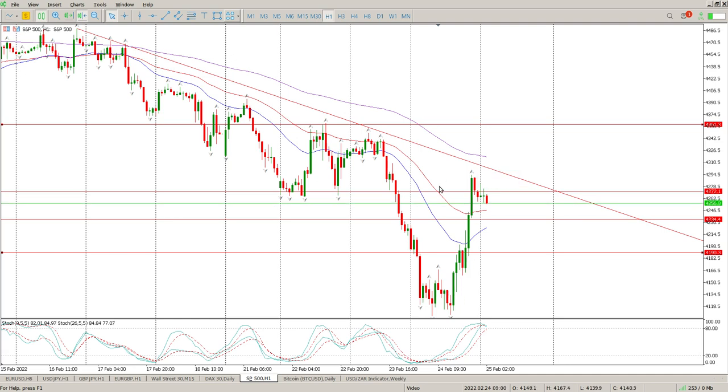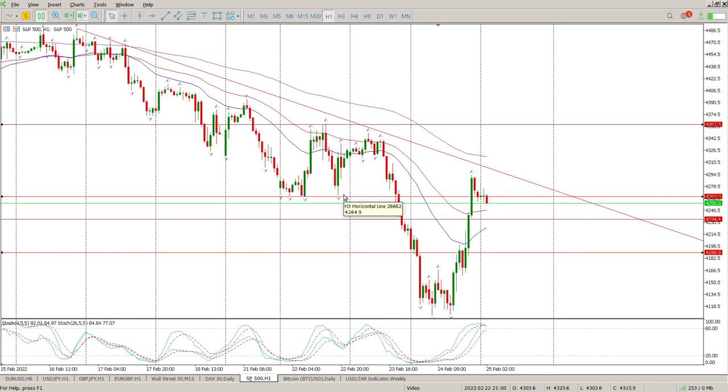So for me right now, it's time to start refining your levels. This is the first level that I'm paying attention to. It does look like we're breaking through it. It's 4264, and then just paying attention to the different levels all the way down.